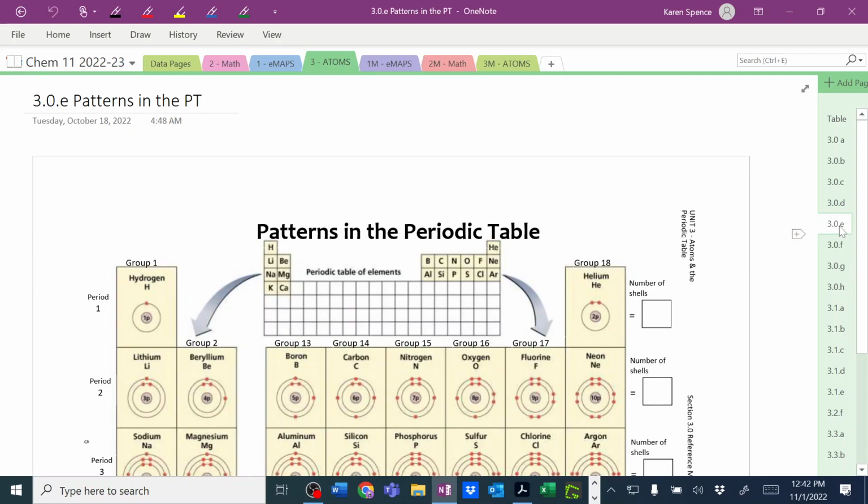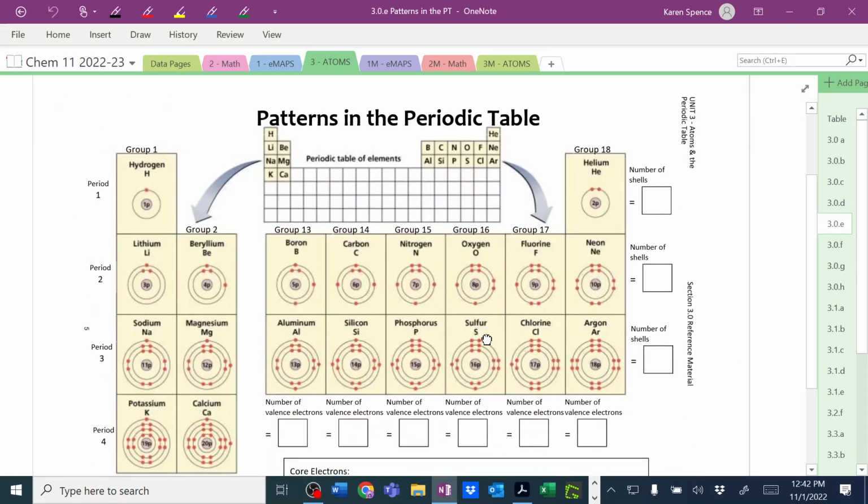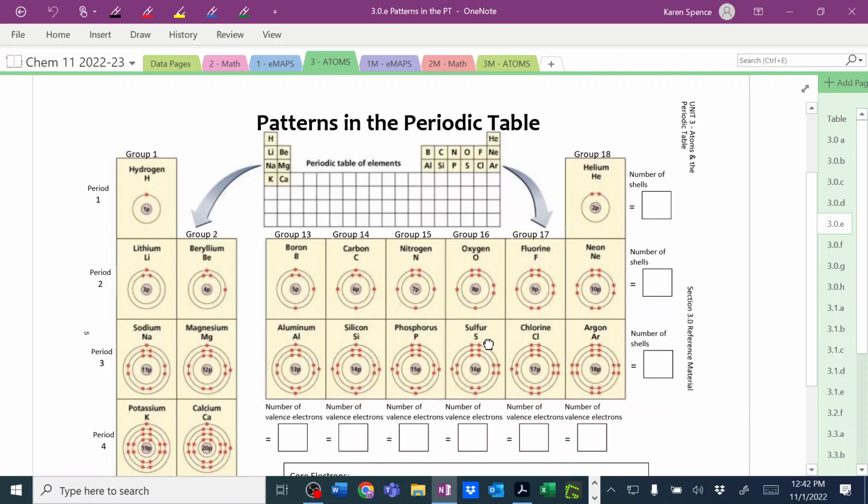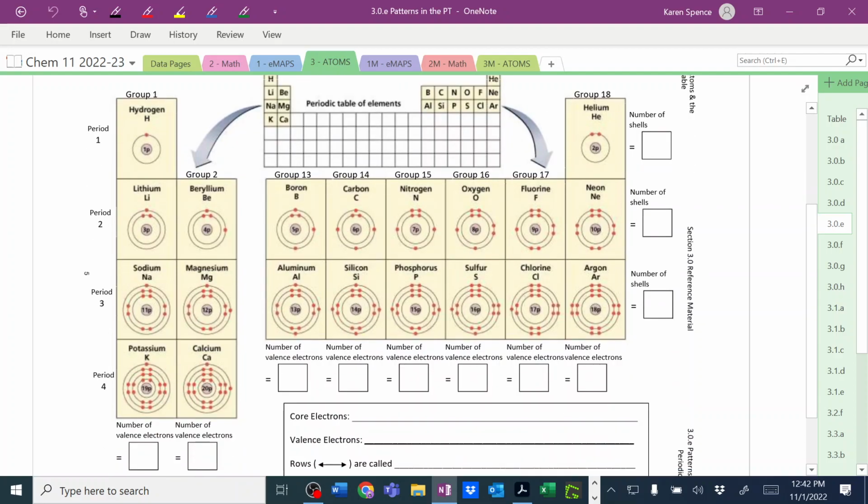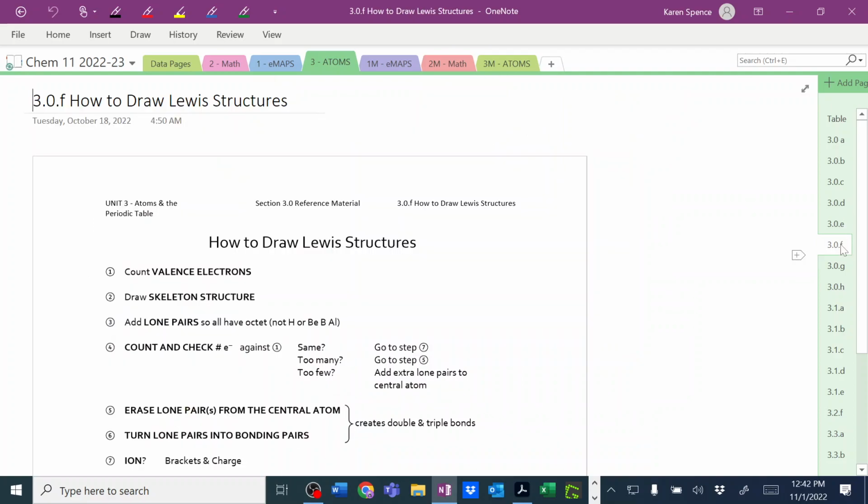Oh, patterns in the periodic table. This is going to come in handy later, okay, because you can see there's all the Bohr models for all of the first 20 elements. You can refer to that at any time if you need to kind of go, oh, what should this look like? All right, what else do we have? So many references. Oh, how to draw Lewis structures, that'll be at the end.